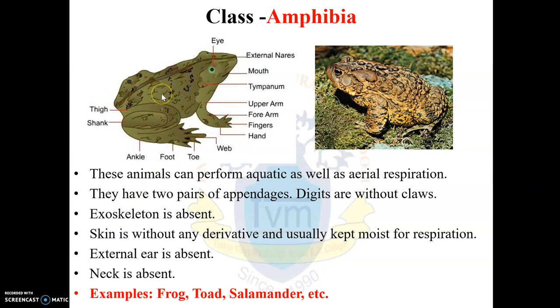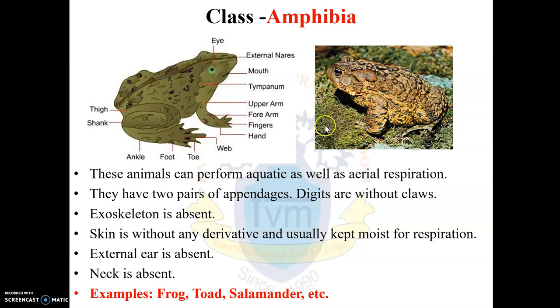Exoskeleton is absent. Skin is without any derivative and usually kept moist for respiration. External ear is absent, but they have tympanum as shown over here in this picture for hearing. Neck is also absent. Eyes are prominent with the eyelids. Examples are frog, toad and salamander. Frog and toad are shown over here in this picture.